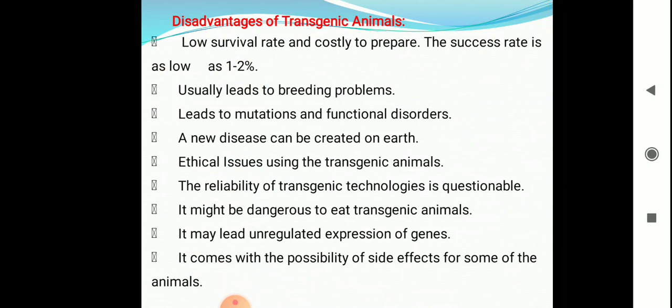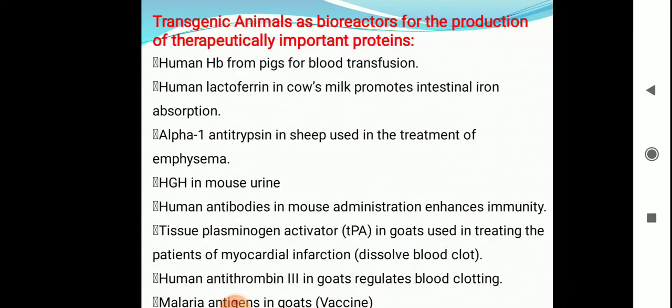Now, it leads to mutation and functional disorders. A new disease can be created on the earth by these transgenic animals, just like a coronavirus. Okay, ethical issues using the transgenic animals. Some ethical issues also exist for using transgenic animals, and the reliability of the transgenic technology is questionable. It might be dangerous to eat transgenic animals. Okay, it may lead to unregulated expression of the genes. It comes with the possibility of side effects for some of the animals.